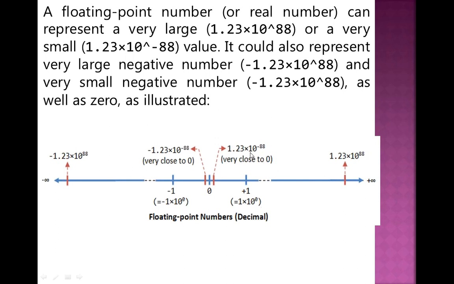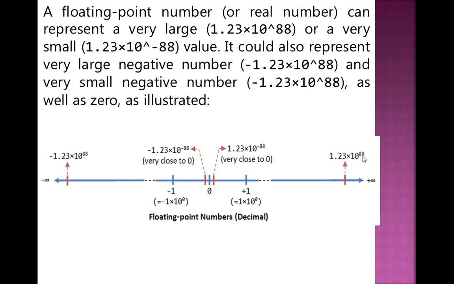Then this is 1.23 into 10 power minus 88. This is also very close to 0, because there is a positive sign. A negative sign comes to the left of the 0, and a positive one comes to the right of the 0. This is plus 1 or minus 1 into 10 power 0. Then this is your 1.23 into 10 power 88, and this is also positive.